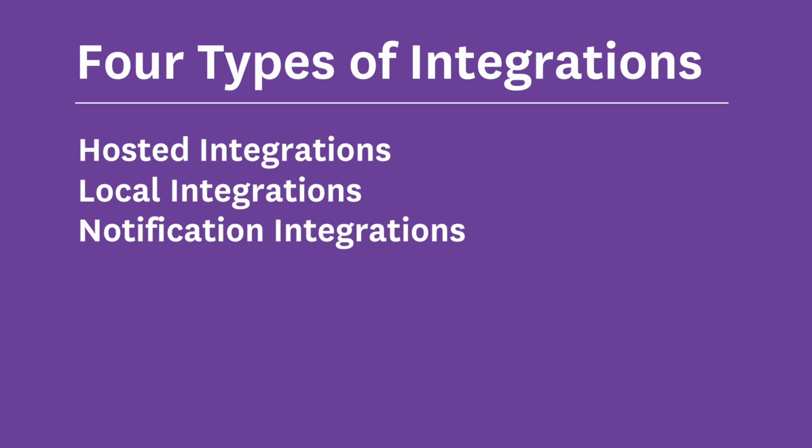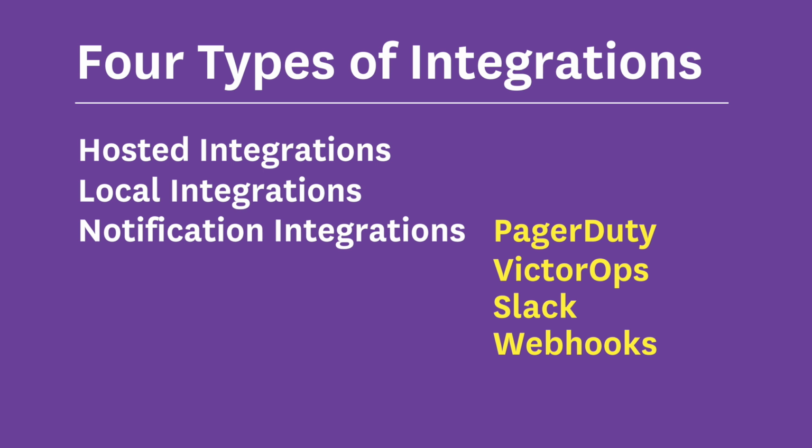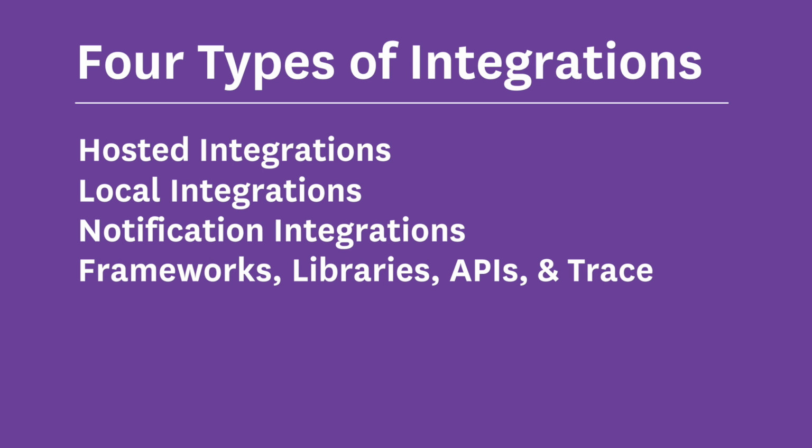There are the notification integrations that might run locally or using a secret, but they primarily push information out instead of collecting information in to Datadog. These include PagerDuty, VictorOps, Slack, webhooks, and more. And finally, there are the frameworks, libraries, APIs, and tracing that you use to instrument your applications, as well as to build new integrations of every type. Let's take a look at setting up a few of each of these integration categories.